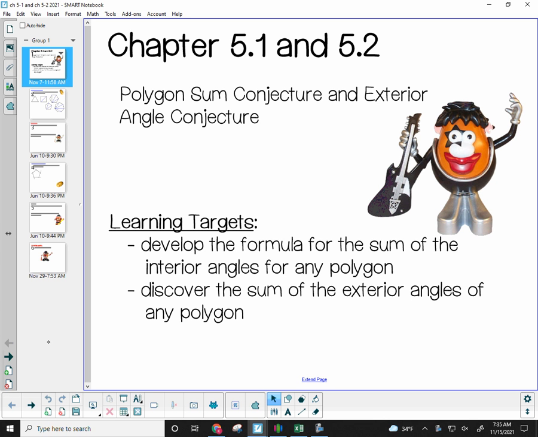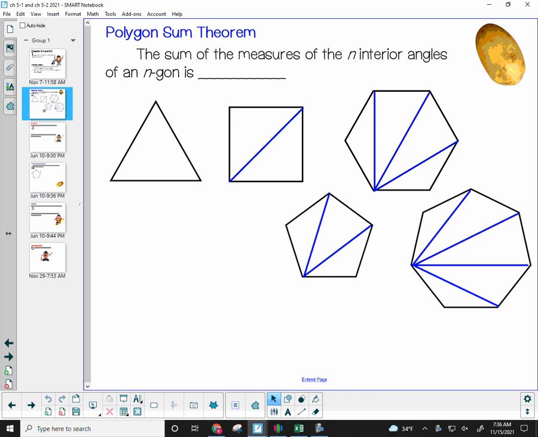All right, so today we're going to look at the sum of the interior and exterior angles of all polygons. Some of these you know, but there's also a pattern that we're going to talk about with all of this. So let's start with the sum of the interior angles of any polygon.